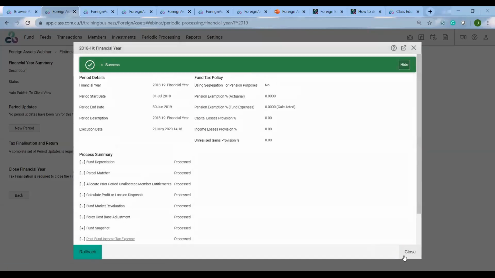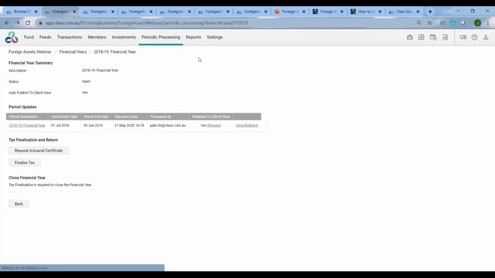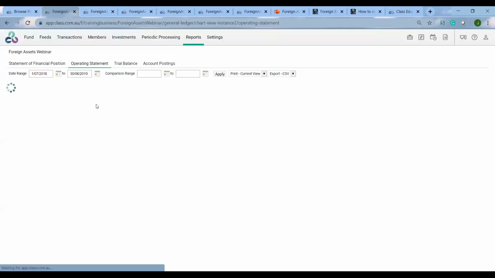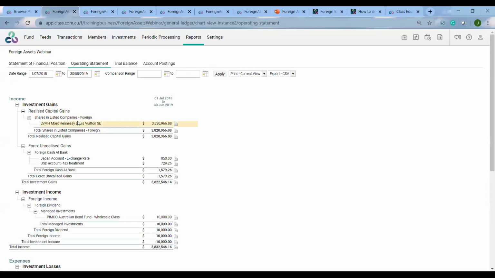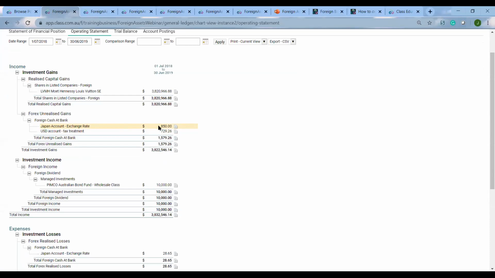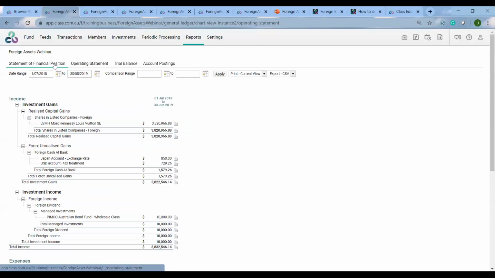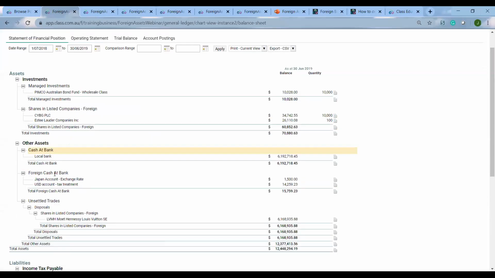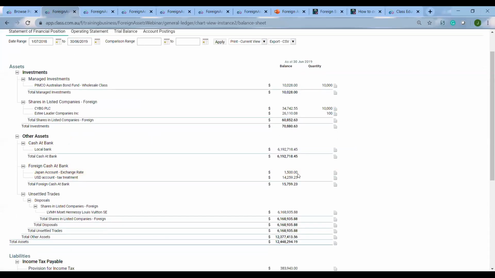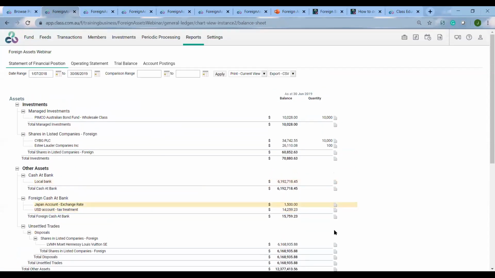Okay, so I'll show you the unrealized gain losses first. Still using this Japanese account as an example. In here I have this Forex unrealized gain of $850. So what's showing on the statement of financial position? Remember that I've entered this particular amount, 1,500, into the holding price / valuation area. This is the closing balance I want it to be for 30th of June 2019. So this is reflecting on my statement of financial position.